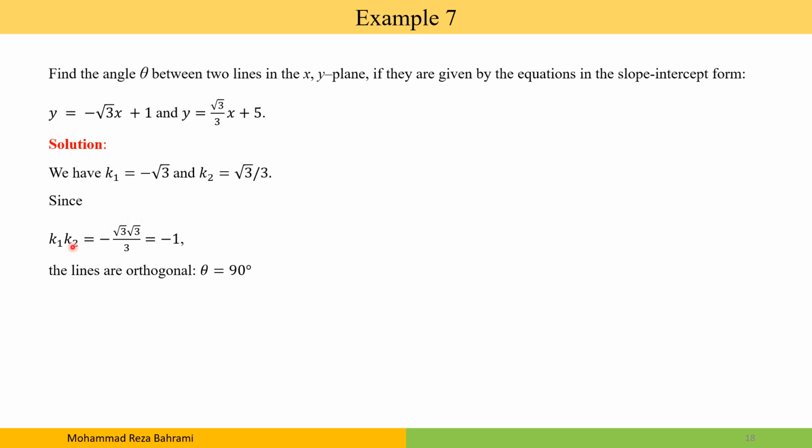And from here we see that k1 times k2 is minus 1, and if you remember, the tangent of theta equals k2 minus k1 divided by 1 plus k1 times k2. So from that equation we can conclude that these lines are orthogonal, which means that theta is equal to 90 degrees.